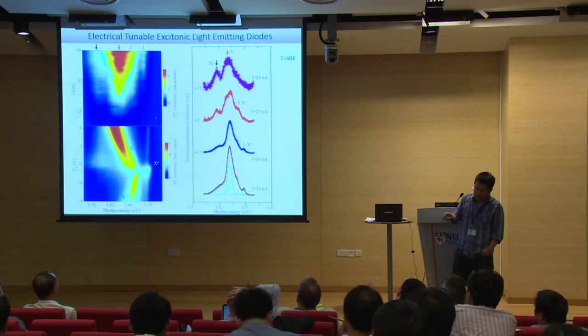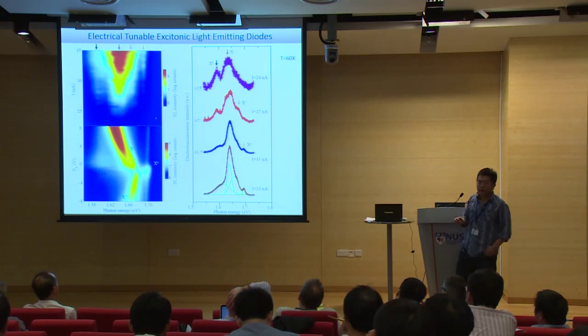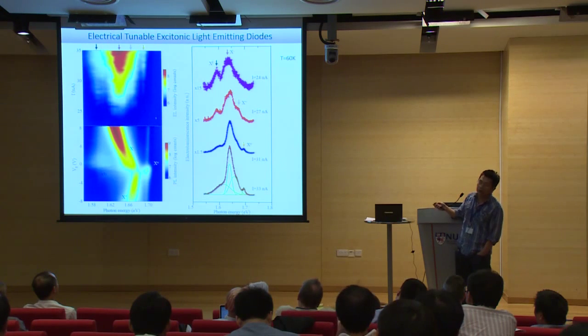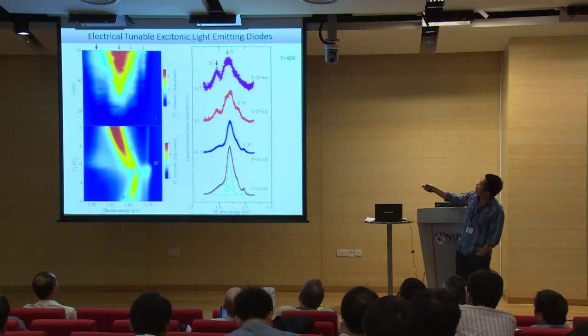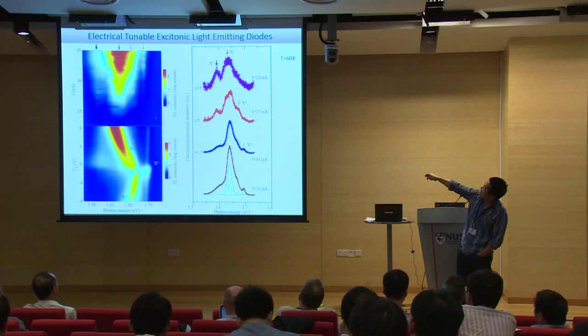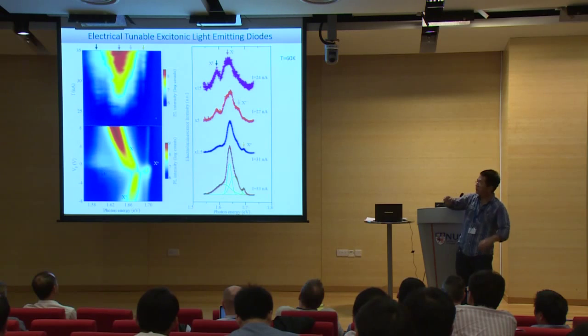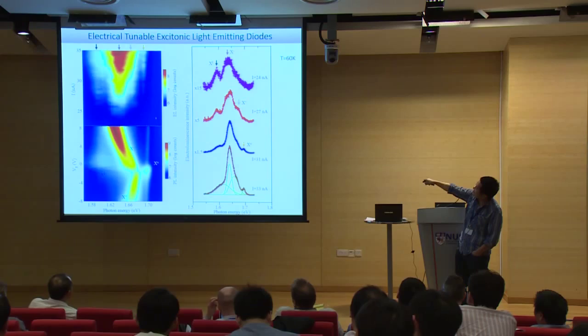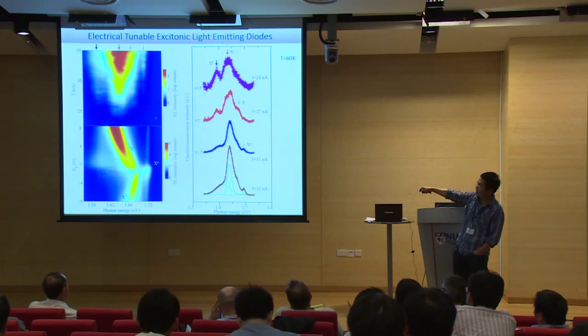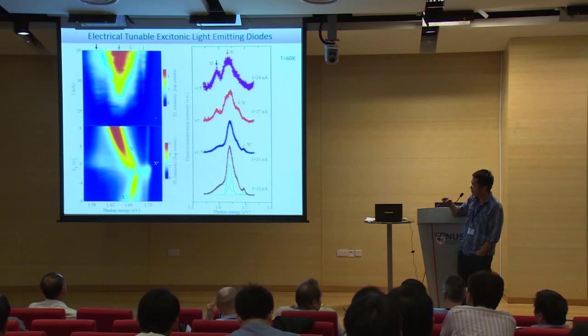So I selectively plot the spectra of this electroluminescence as a function of current injection. At low current injections, we see two features: impurity-bound excitons and negatively charged excitons. Once I start to increase my current injection, I start to populate the excitonic levels. Then I start to see X plus show up at the shoulder here. And at the end, when I inject a lot of current, I start to see the neutral exciton, which is at the highest energy.